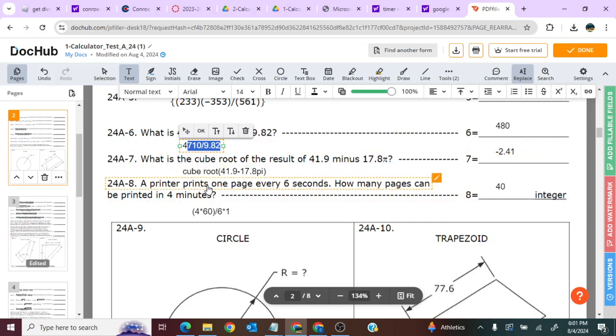A printer prints one page every 6 seconds. How many pages can be printed in 4 minutes? Well, in this case, you have to figure out how many seconds have passed. So 4 times 60, 240 seconds have passed. And if one page is printed every 6 seconds, you divide by 6, multiply by 1, and you get 40 pages being printed.